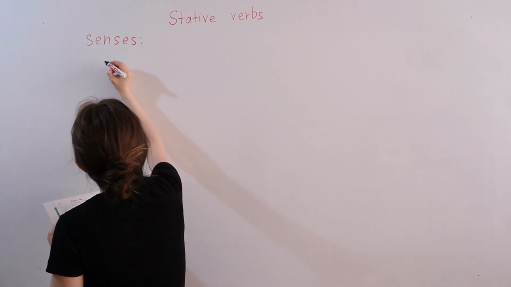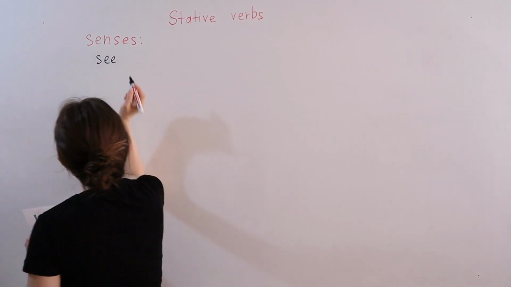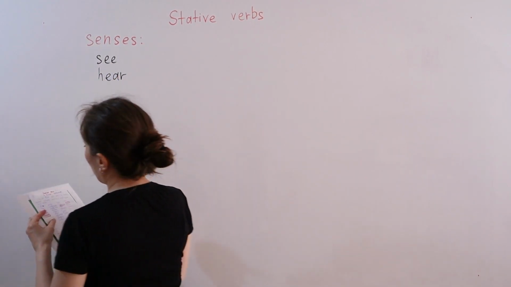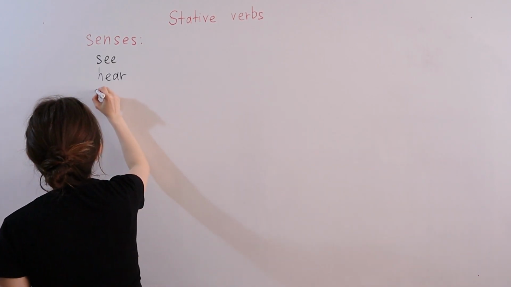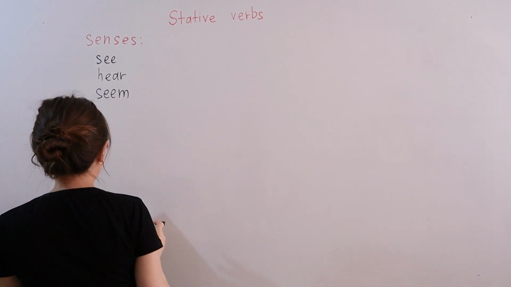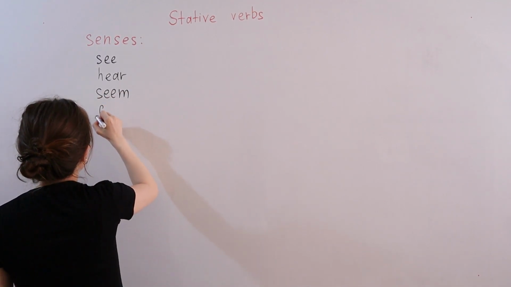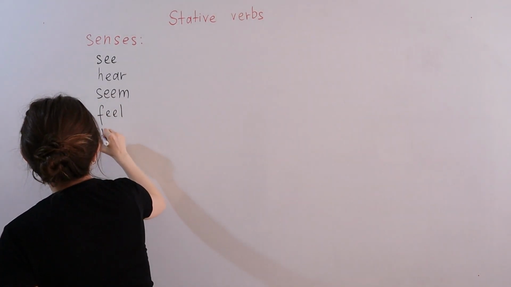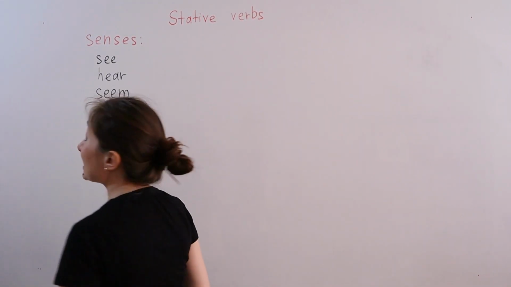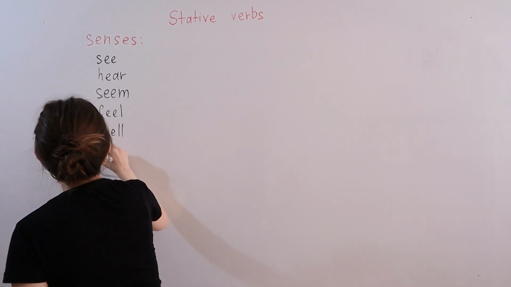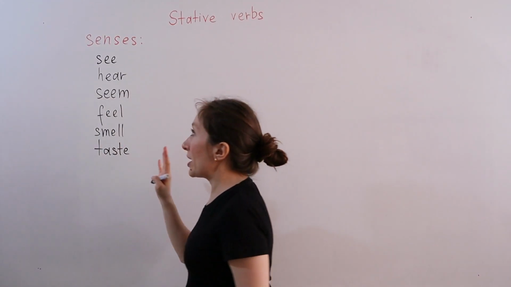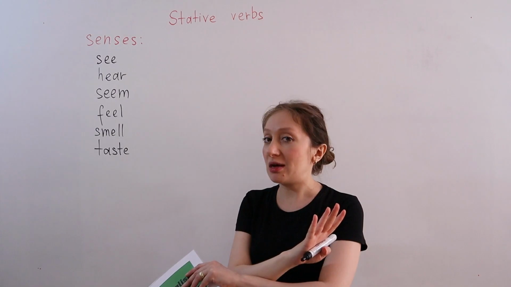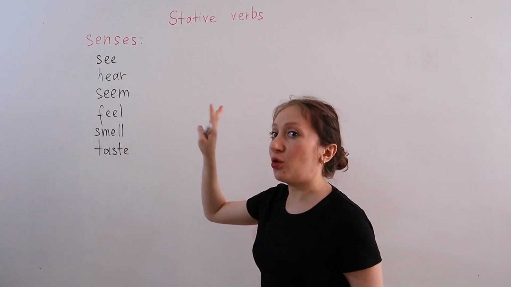So, the first verb is see. You know what it means, see. Hear. Right? Next, seem. Alright, feel. Smell. And taste. So right now, you remember these verbs that are not used with ing. We use present simple with these verbs.